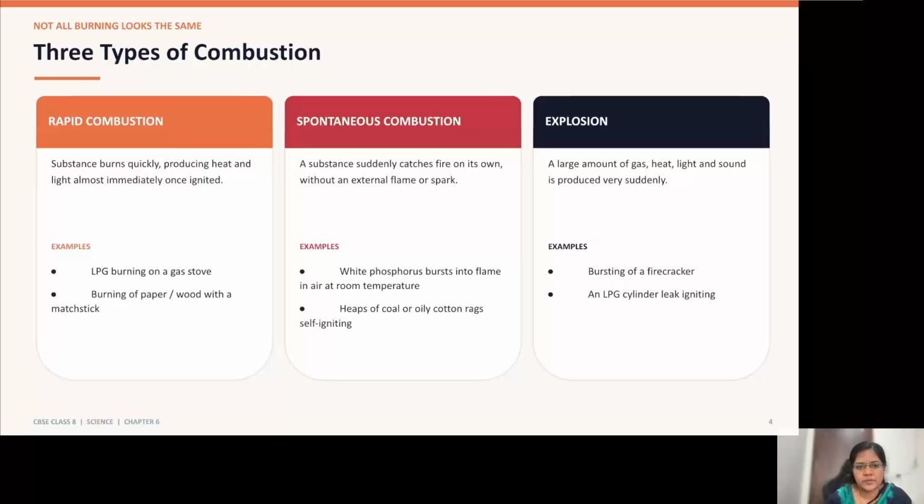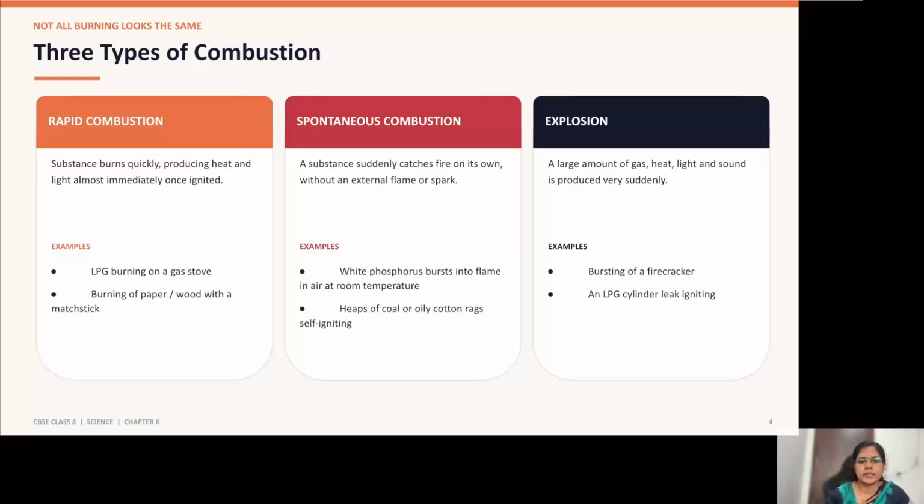Example: white phosphorus is stored under water specifically because it ignites spontaneously in air. This is why matchstick factories historically had fire risks from stored phosphorus, and why heaps of coal or cotton waste are known as industrial fire hazards.